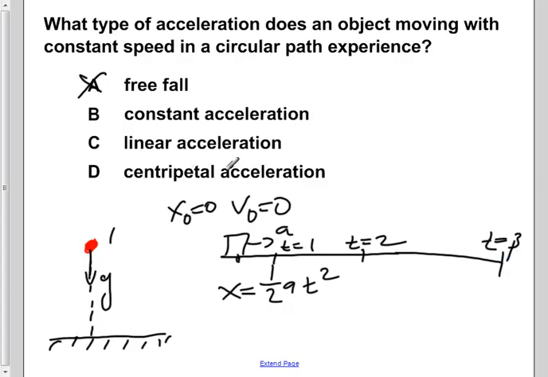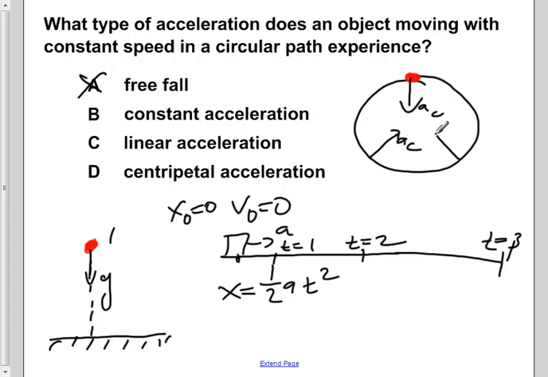Now, answer choice D says centripetal acceleration. Well, we know centripetal acceleration is the acceleration that you experience as you're moving along a circle. So when our ball is at the top of the circle here, we know that we have centripetal acceleration, a centripetal, whichever way you want to denote it here, pointing toward the center no matter where along the circle you are. It's always directed toward the center.